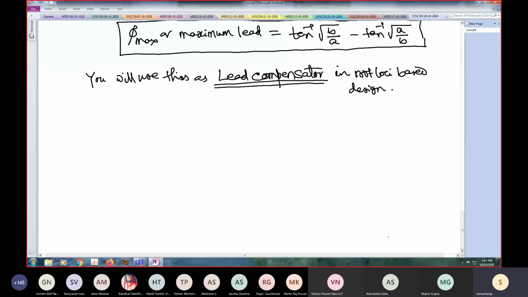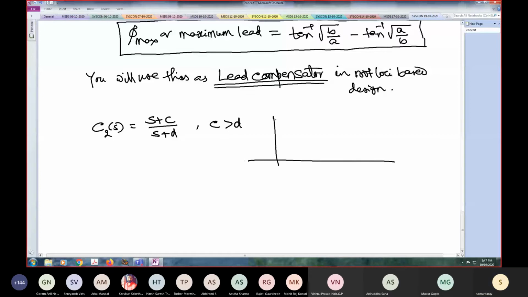Let's say we have C2(S) = (S + C)/(S + D), with C greater than D, reversed. If C is greater than D, then what will happen? At S equal to 0, the value will be high. This is omega axis, S equal to 0, omega equal to 0, and the value will be C/D, which is greater than 1.